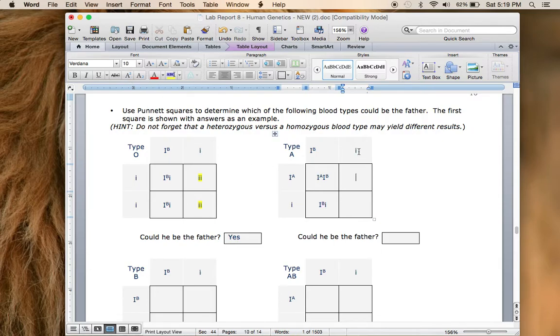Over here we've got a recessive allele from the mom and a dominant allele from the dad, so that would be a type A. And then the last combination is the recessive from the mom and the recessive from the dad, which would be a type O. So yes, there is one possible option out of these four where you could end up with a type O child. So a type A male could be the father.